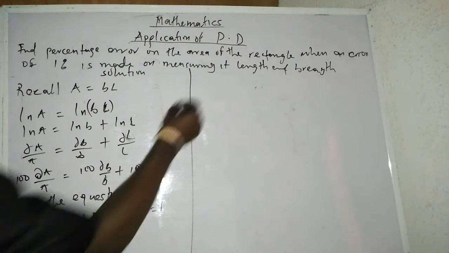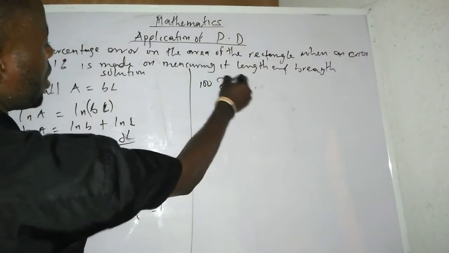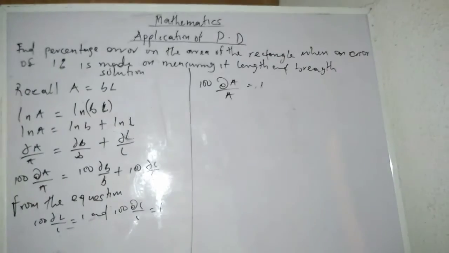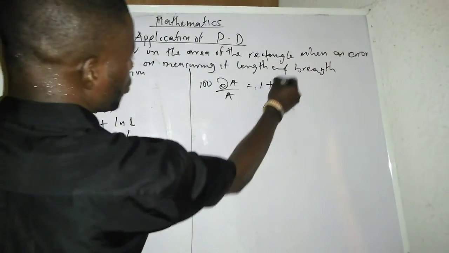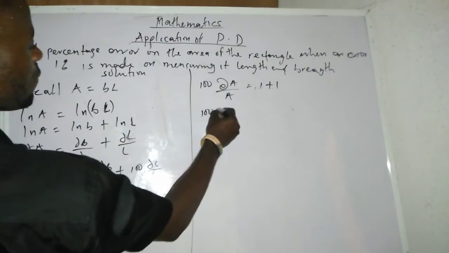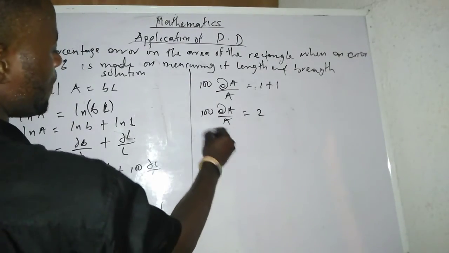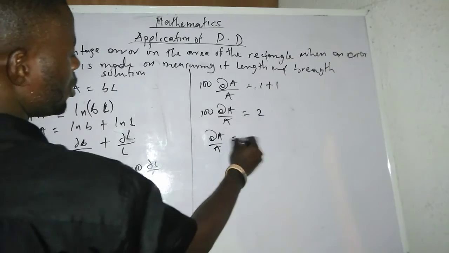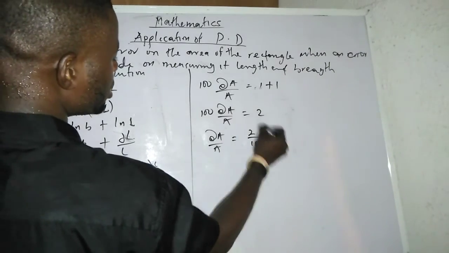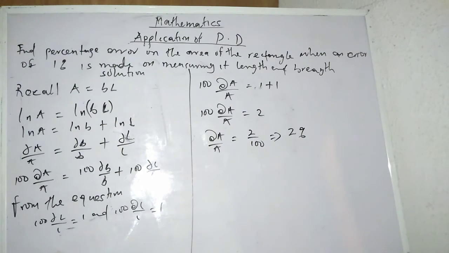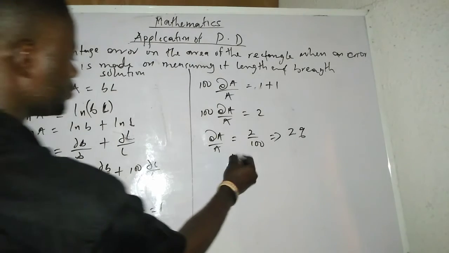My percentage error of area will be 1 plus 1, which will be 2, which is 2 all over 100, the same thing as 2%. Or another way, you can do it this way.